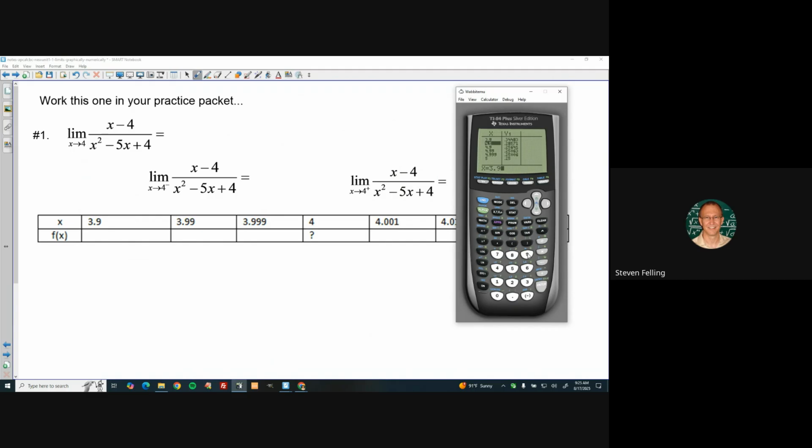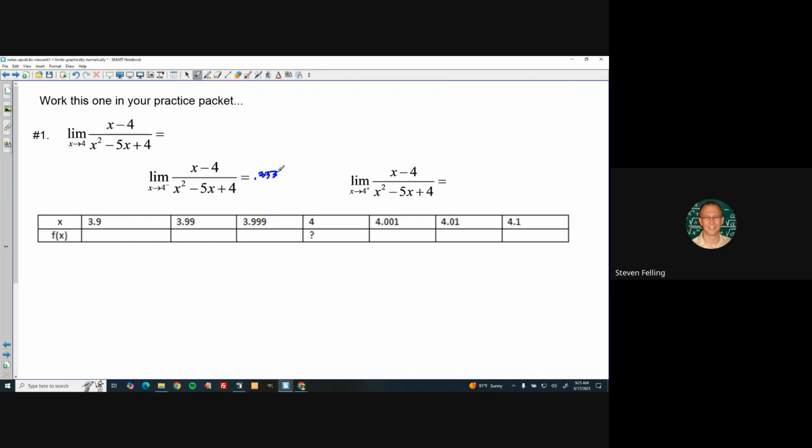3.99, 3.999. I'm just looking at that. That looks to me like 0.344, 0.334, 0.333. Let's do another one, 3.99999, 0.33334. That seems to be approaching the number 0.33. So this value, limit as x approaches 4 from the left, seems to be approaching 0.333 repeating, which would be 1/3.